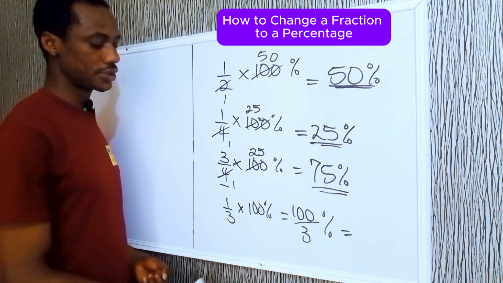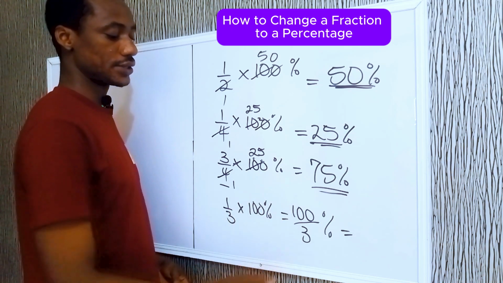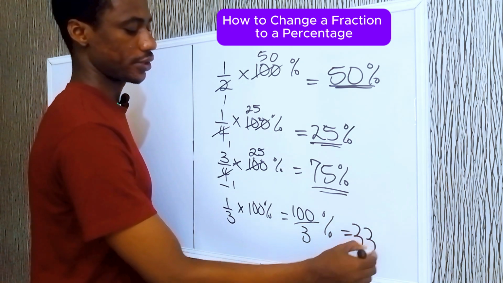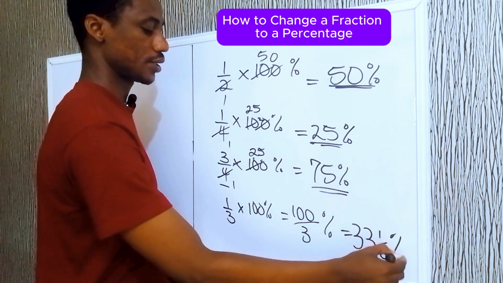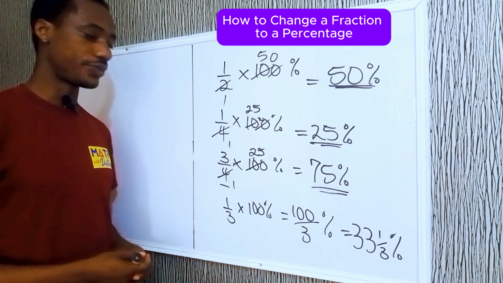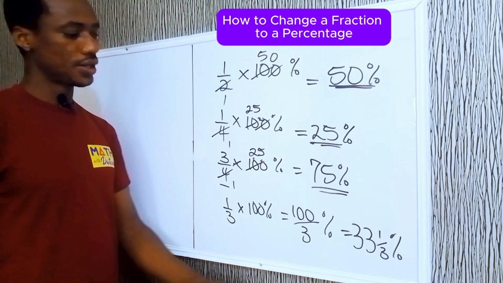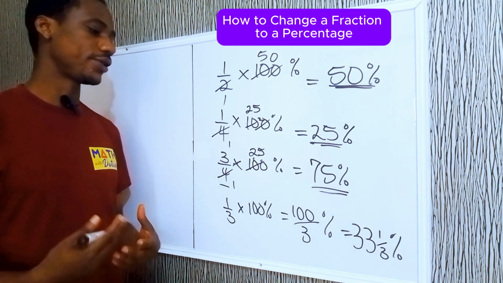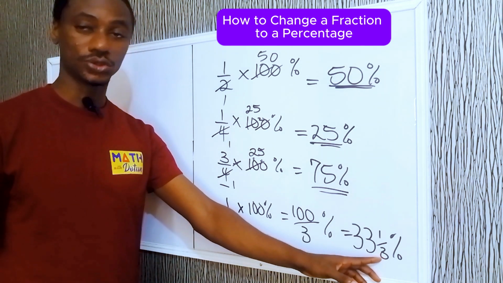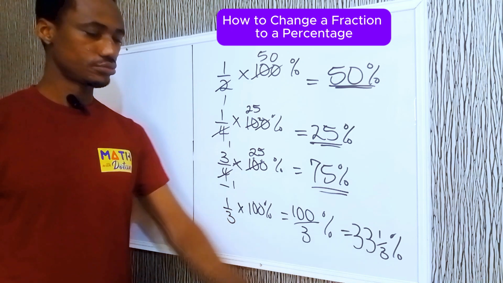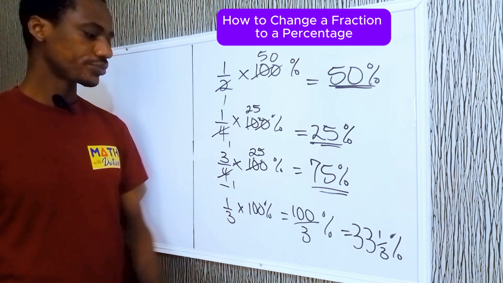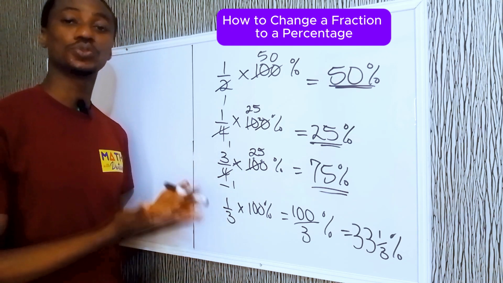So let's write it as a mixed number. How many 3's are there in 10? That's 3, remainder 1. In 10 again, you have 3, remainder 1/3. So that's 33 and 1/3%. If you want to write that in decimal, that would be 33.33333, a recurring decimal, right? Anytime you have 3 in the denominator, you know it's going to give you a recurring decimal. Just know that. So that will be 33.33%.